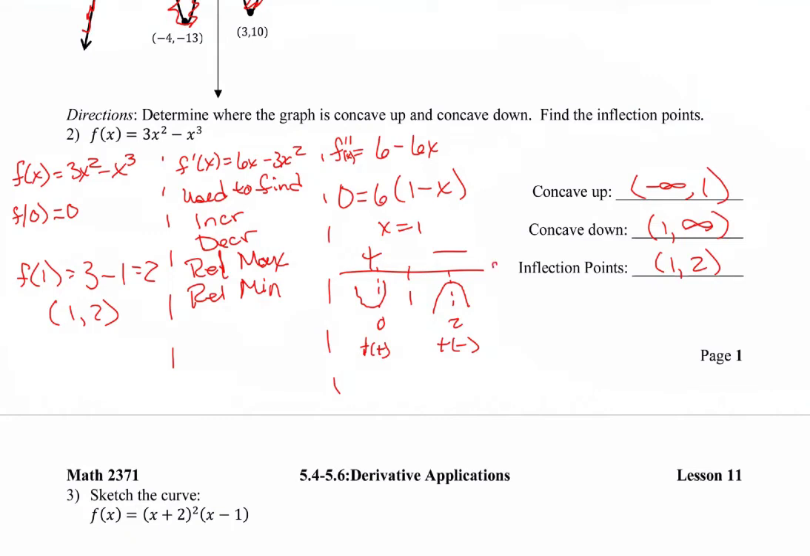Notice, I also want to put an f double prime here, so I realize that I'm putting everything into the second derivative. Notice, this is the same process that I used for the first derivative. It's the same process that I found when I did sign charts back for inequalities. I'm doing the same process over and over and over again.